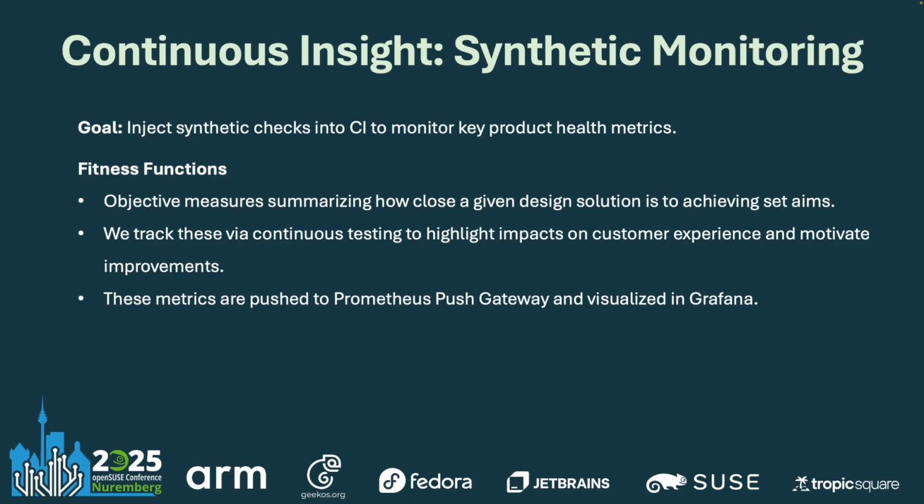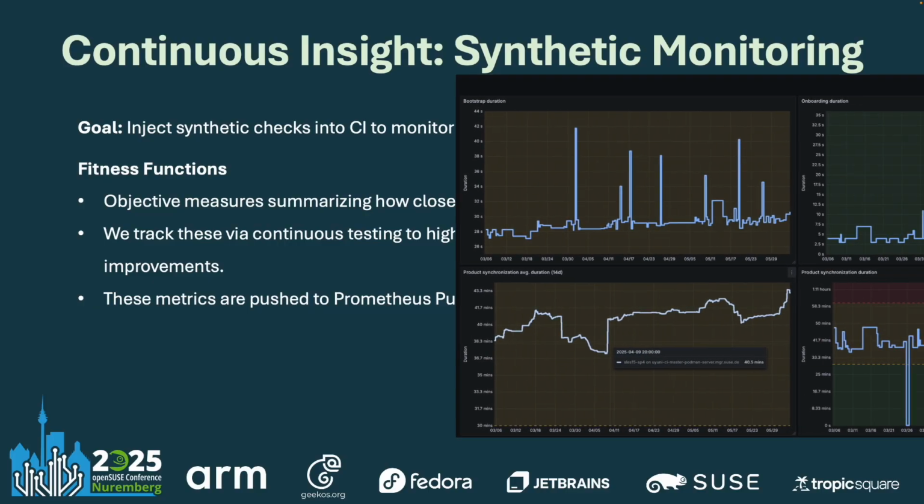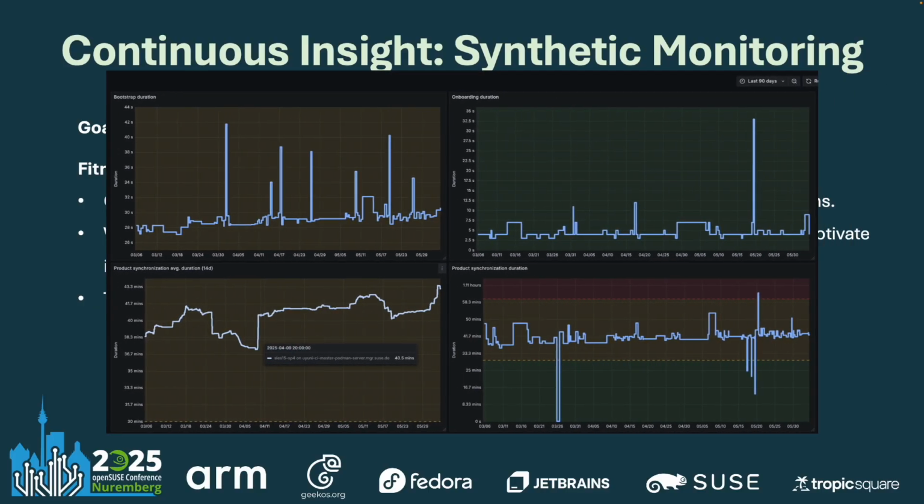Then our quality intelligence handler, using the metrics collector handler, sends these measurements, like system bootstrap duration seconds or product sync duration seconds, to our Prometheus push gateway. This data then shows up in Grafana dashboards, like the one you see here.